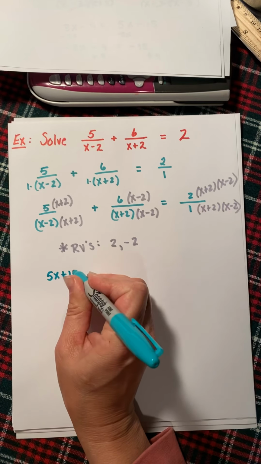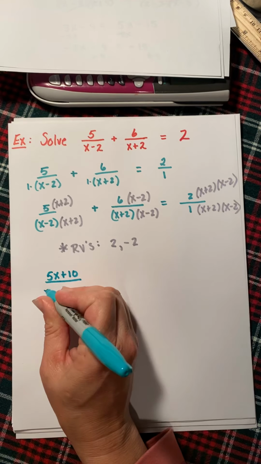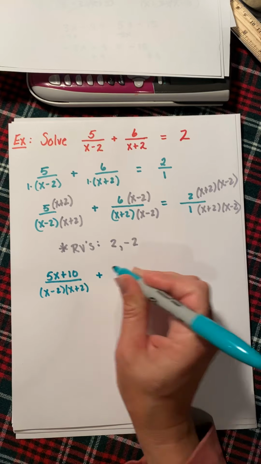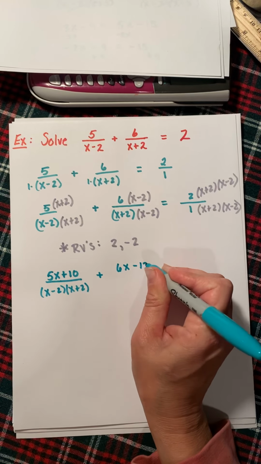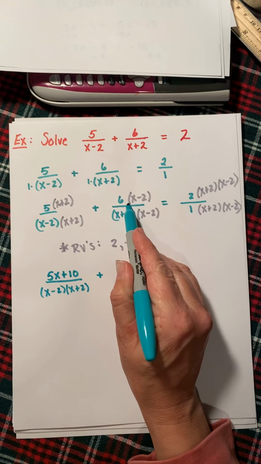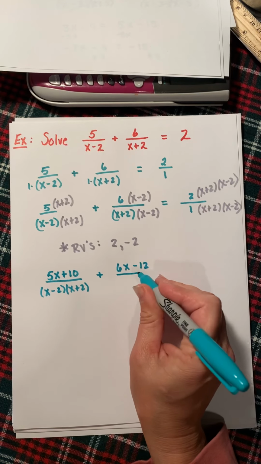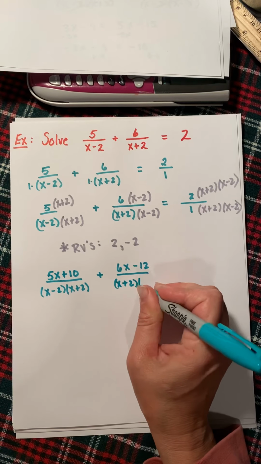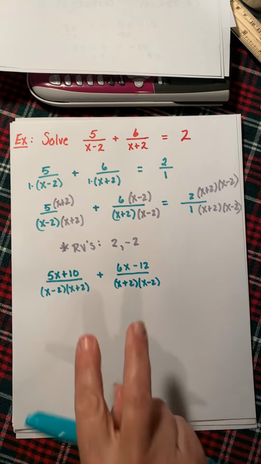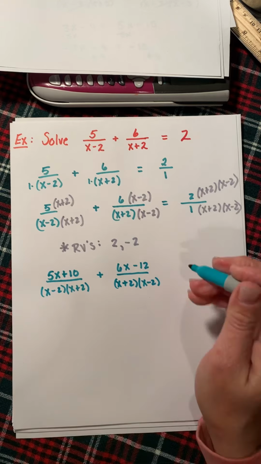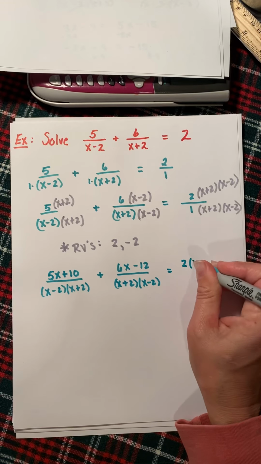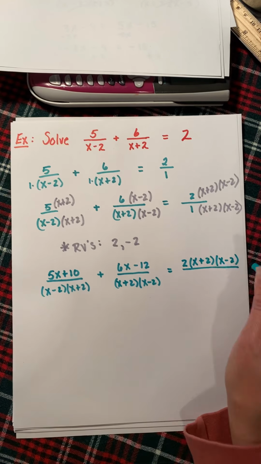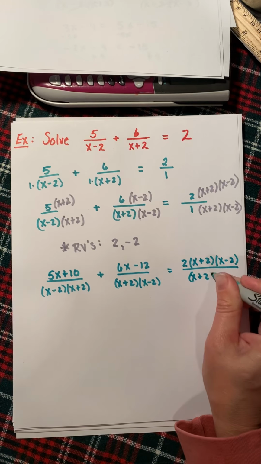5x plus 10 all over the common denominator, x minus 2, x plus 2, plus 6x minus 12. Don't forget to distribute. That 6 is times the entire difference, x minus 2, so that turns into 6x minus 12. x plus 2, x minus 2. Remember, multiplication commutes, so those are the same denominator. And this all equals 2 times x plus 2, x minus 2, all over x plus 2 times x minus 2.